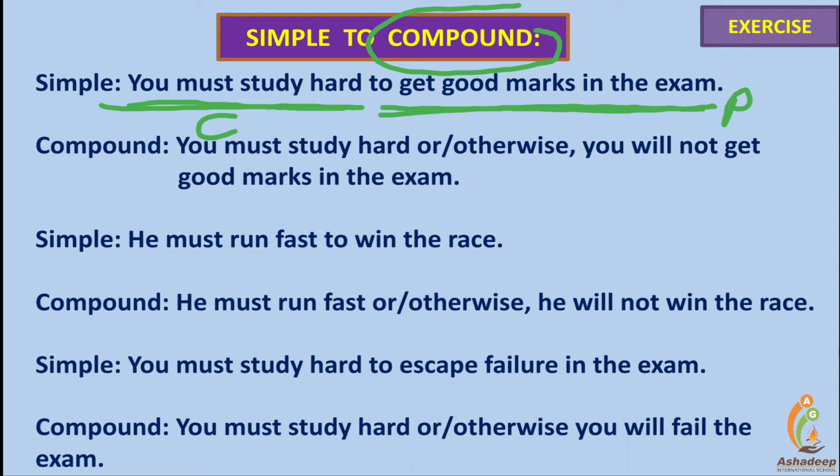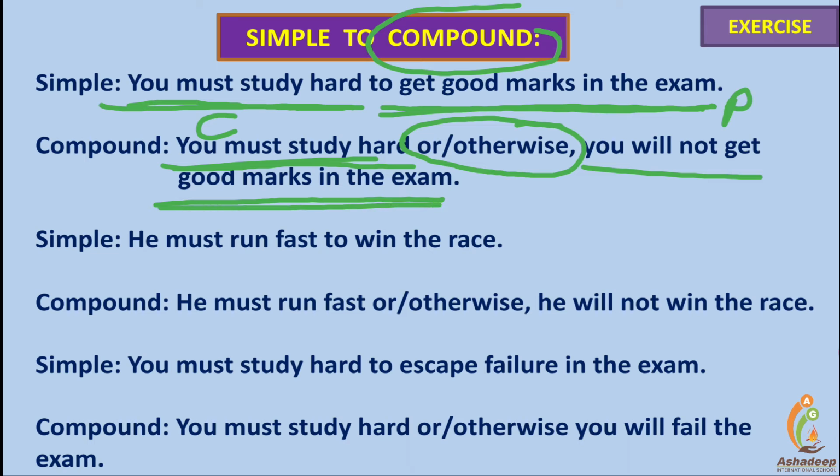Now let us see. You must study hard. And here it's the result, or otherwise. These are the conjunctions, friends: and, but, or. These are coordinating conjunctions, which make the sentence compound. You must study hard or you will not get good marks in the exam. Here both are clauses, the first one and the second one, and they are connected with the coordinating conjunction otherwise.